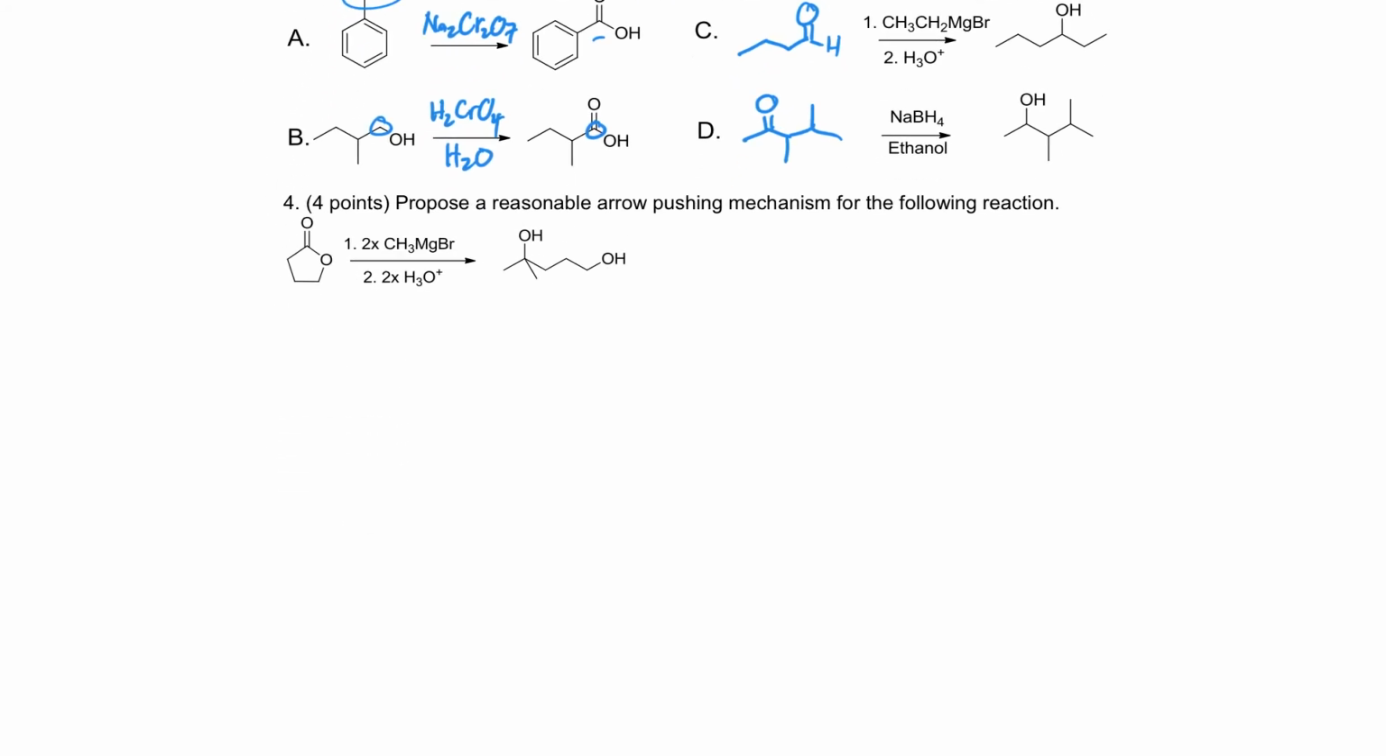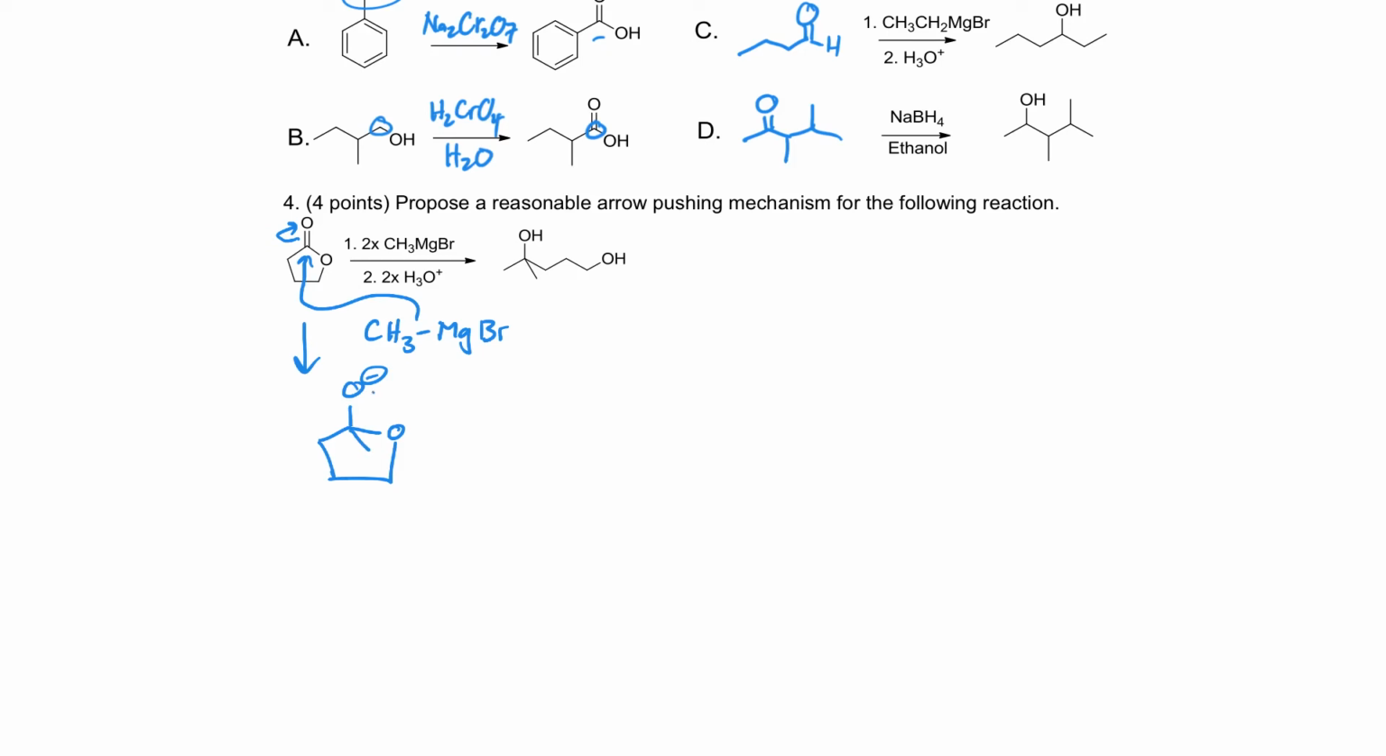Moving on to number 4. We're asked for a reasonable arrow-pushing mechanism for this reaction, and we're given 2 equivalents of methyl Grignard and 2 equivalents of mild acid workup then at the end. And this is a lactone, but more generically it's an ester. We know that Grignards add to esters, so let me draw my Grignard a little bit more carefully. This is simply a Grignard addition to an ester.